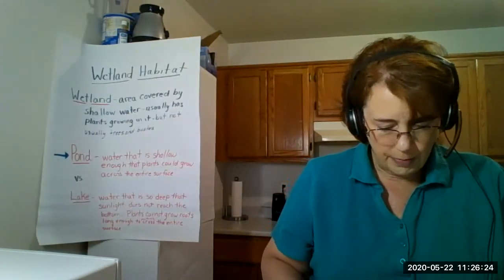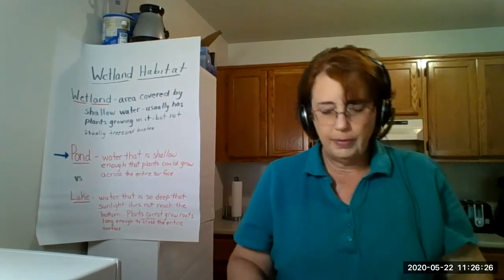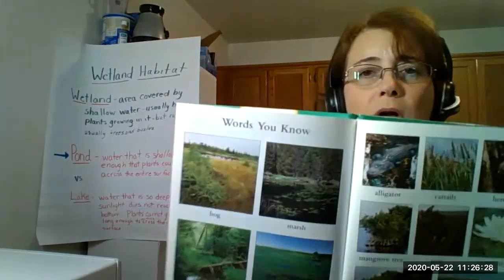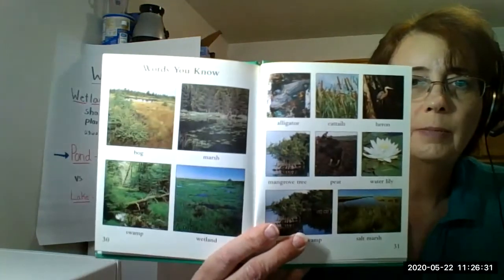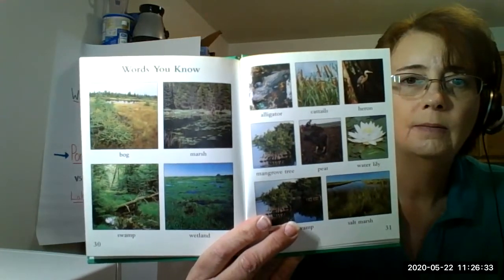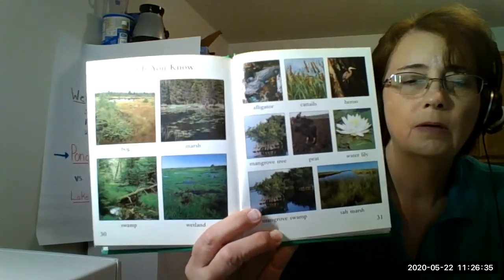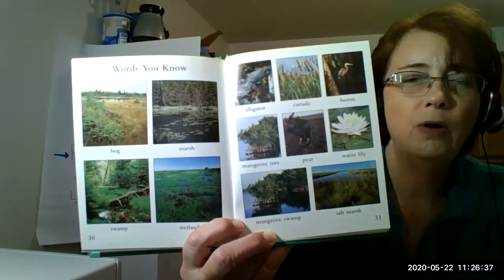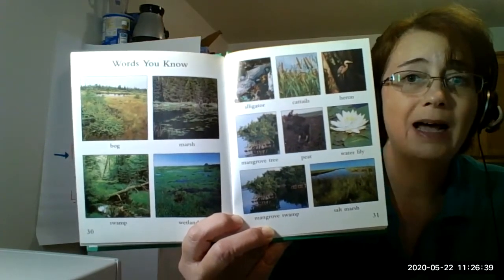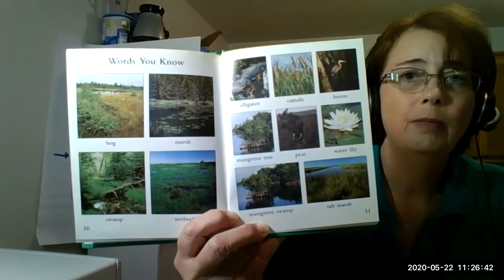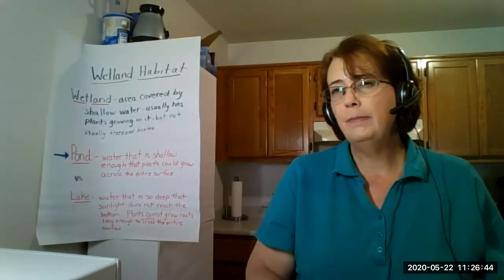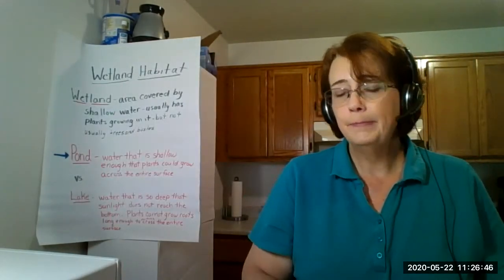So we learned about a bog, a marsh, a swamp, and a wetland. Which one did I say was the most like the pond? We also learned about a mangrove swamp. We know that that and the salt marsh cannot be like our pond because those have what kind of water in them? Hmm, think about that.